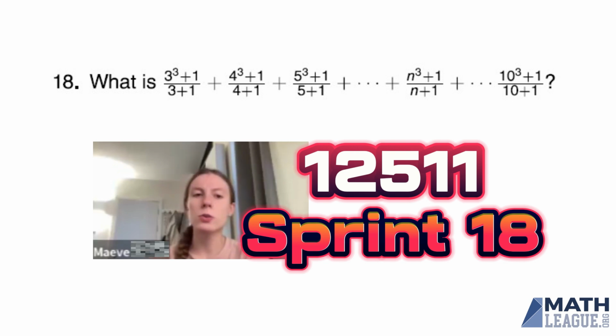It's 1 through 10, except we don't have 1 and 2, so it's 8 terms. That's not that many to calculate. But 10 cubed is really big, and like 9 cubed, that's going to be annoying. So let's try and find a nicer way to do it.